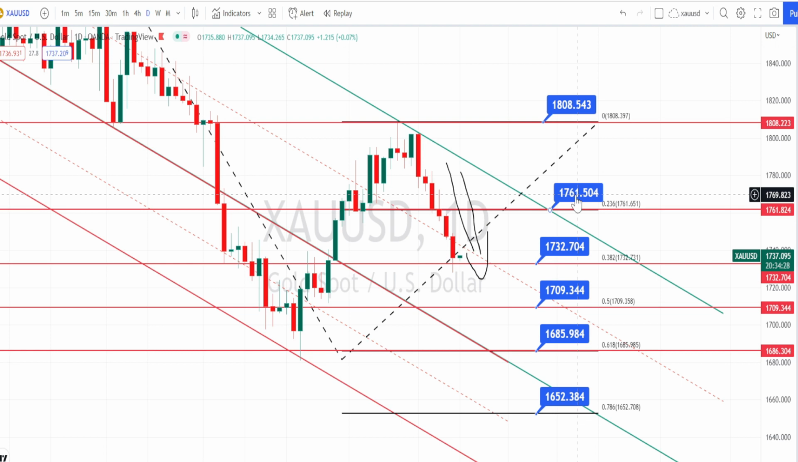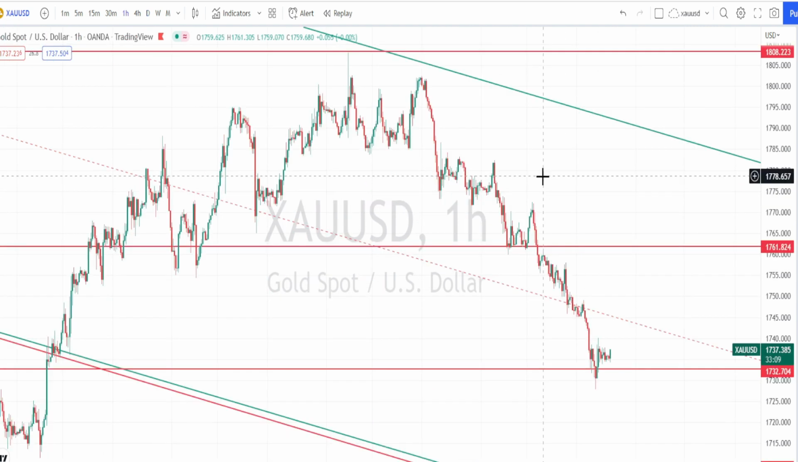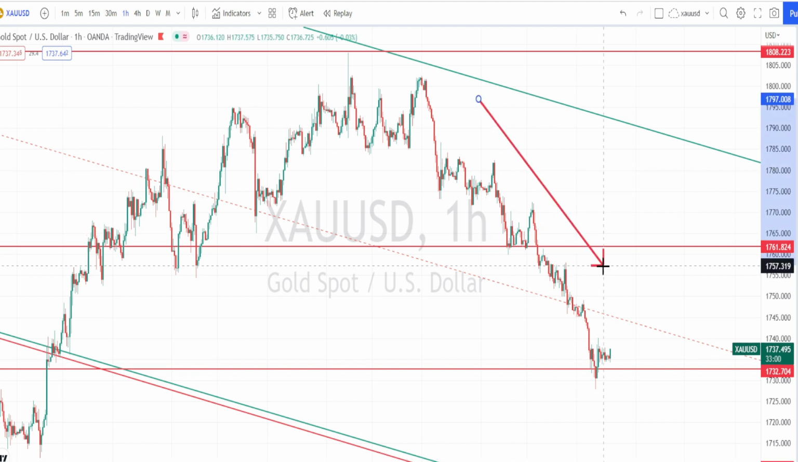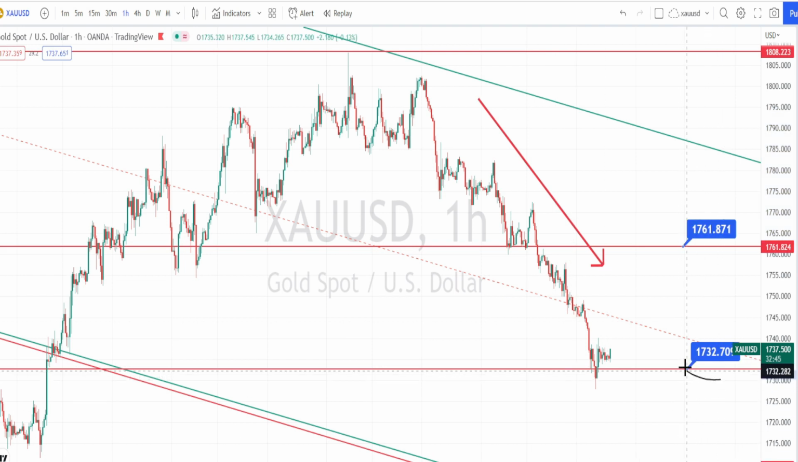Let us do the analysis in hourly time frame. I am in hourly time frame now. In hourly time frame also, when we look at the price action, it is in a very nice bearish trend. And currently it has taken support on the support level of 1732 and it is on a bullish side retracement from this support level.